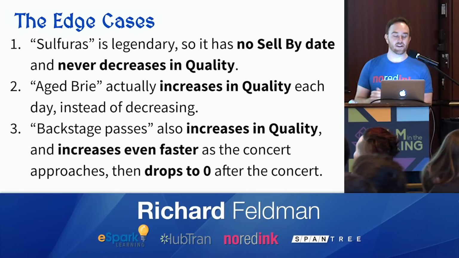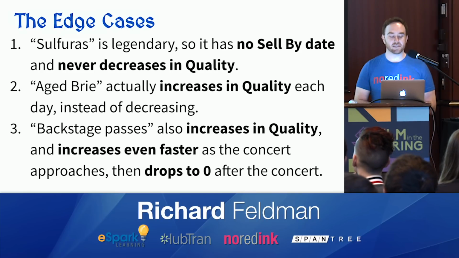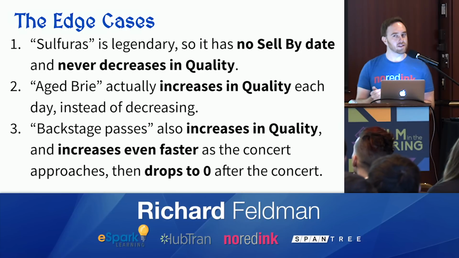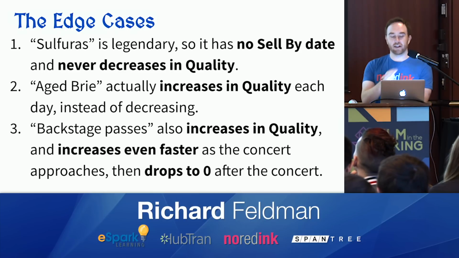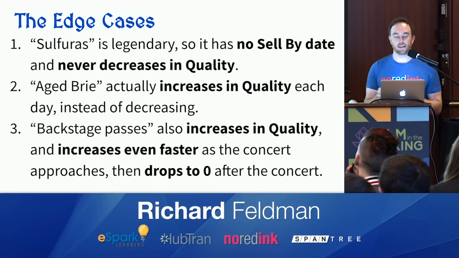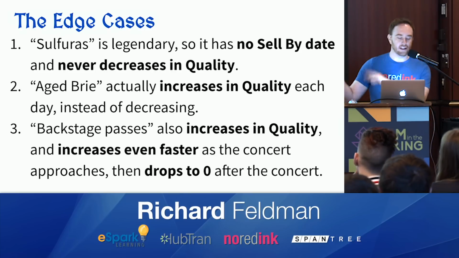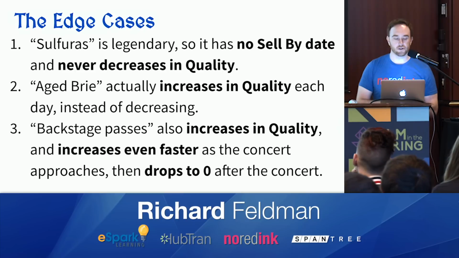And one more edge case, backstage passes to a particular concert also increase in quality, and they increase even faster as the concert approaches because they get more and more valuable, more and more people are interested in getting them at the last minute. And then after the concert, they immediately plummet to 0 quality because nobody really wants backstage passes to a concert that already happened. So these are our 3 edge cases. Sulfuras is legendary, aged brie increases in quality, backstage passes have a somewhat complicated algorithm that we'll get into later, but they increase in quality much like brie, and then they drop to 0 after the concert.